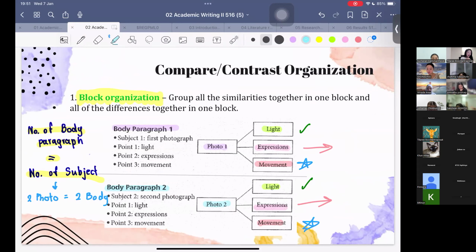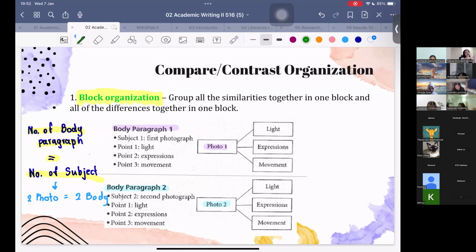For compare contrast organization, there are two styles of writing that you can choose to follow. Let's take it as a guideline for you. The first style is called block organization. For block organization, the number of body paragraphs would be equal to the number of subjects, or objects here. Subject, object, same thing.